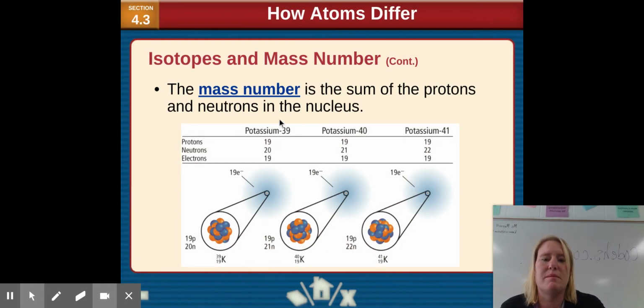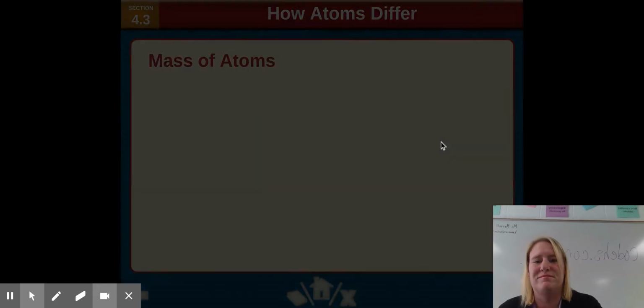So the mass number is the sum of the protons and neutrons in the nucleus. Here we can see potassium-39, and we can see that this is the protons plus neutrons. And potassium-40, again, protons plus neutrons. And potassium-41, protons plus neutrons. Are you getting the hang of that?